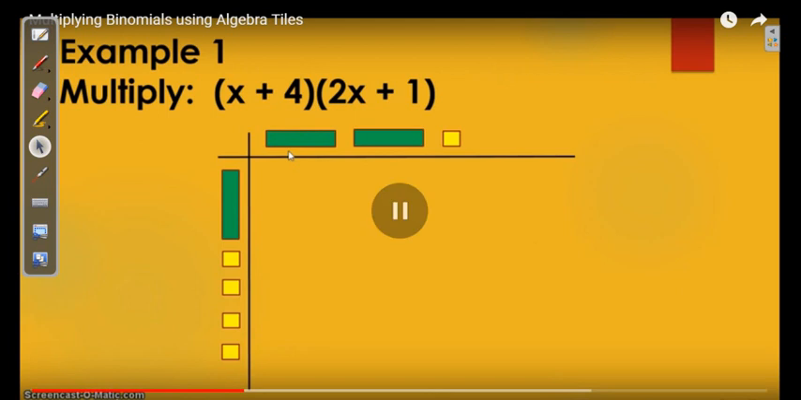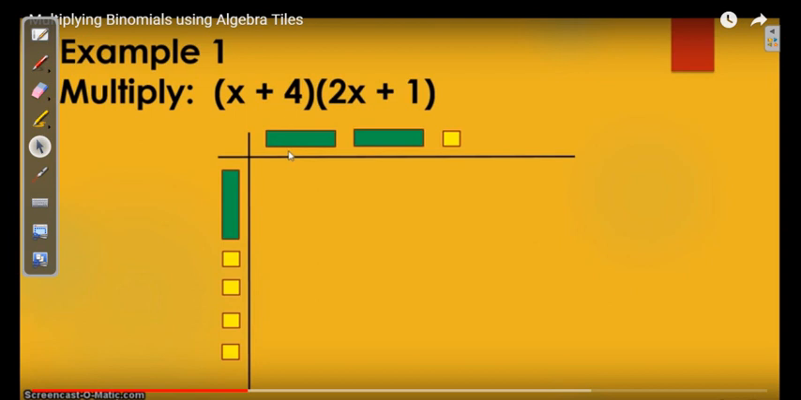Okay, so far it's just the setup. So we set it up. We have x plus 4, so I have 1x. So basically this is your x. When we multiply, the green one is your x, right? And then you have 4 single tiles. Are you guys okay with this?